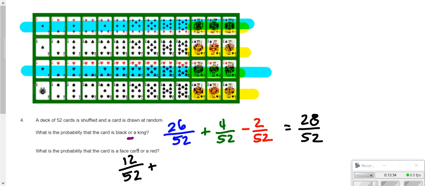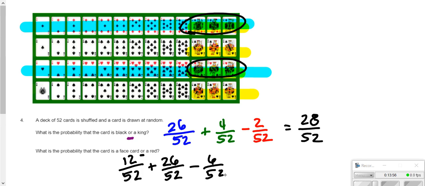And then remember how I mentioned in the other video how or means adding. Okay, and then I'm going to add on to that the reds that I have. 26 of the 52 cards are red. But then I'm going to subtract the ones that got counted twice, which would be the face cards that are also red. So that should leave me with 32 out of 52.